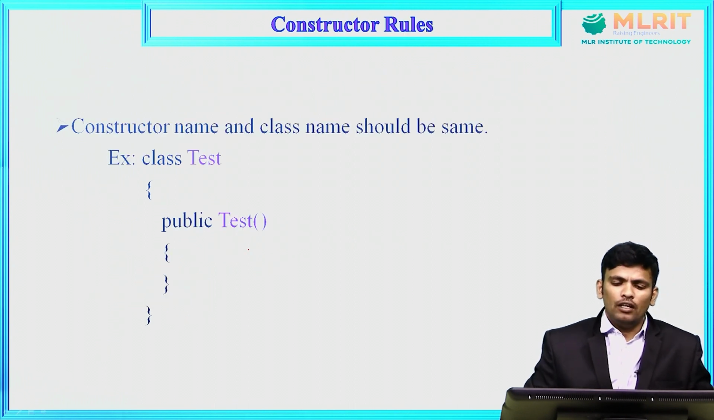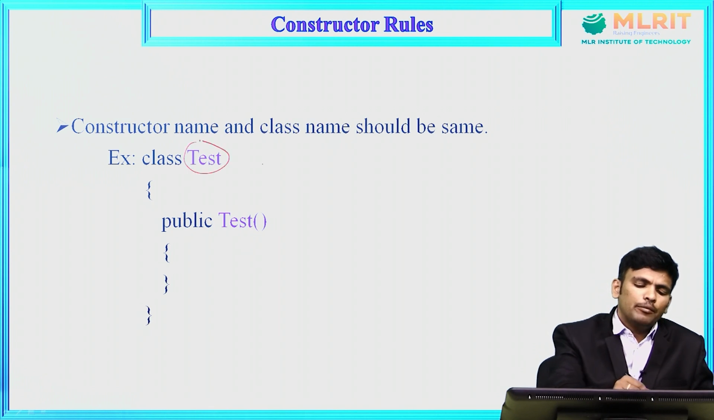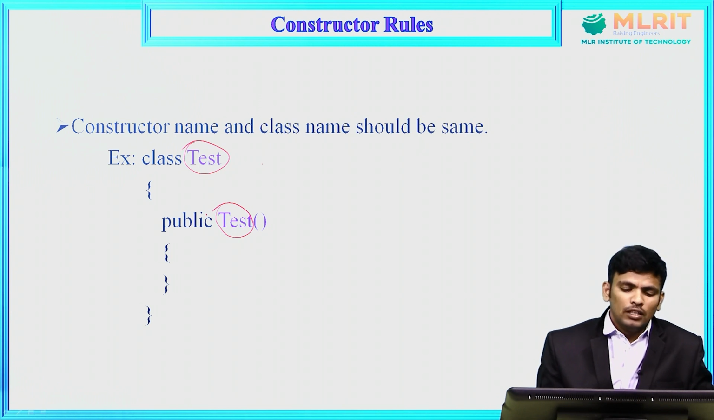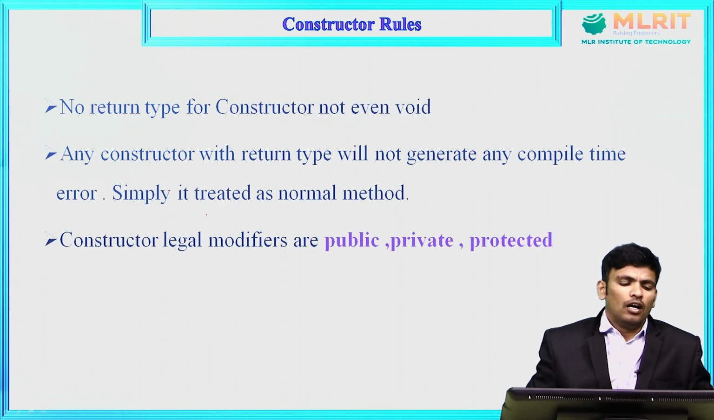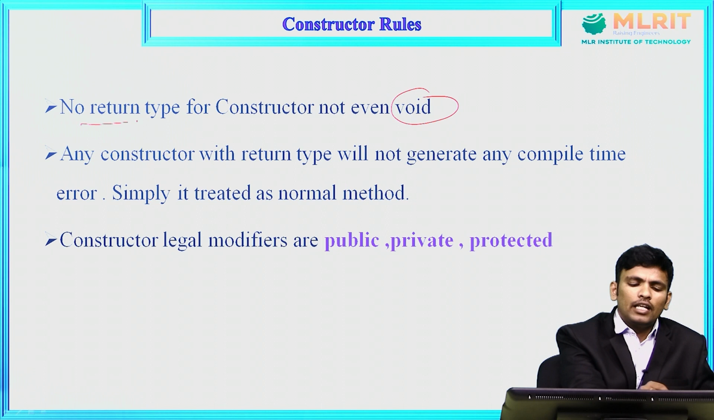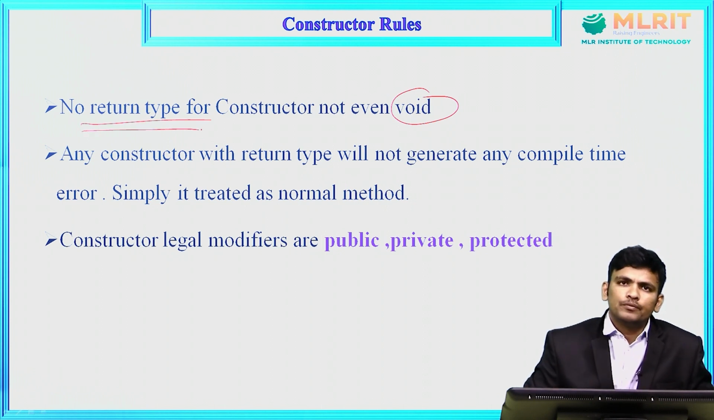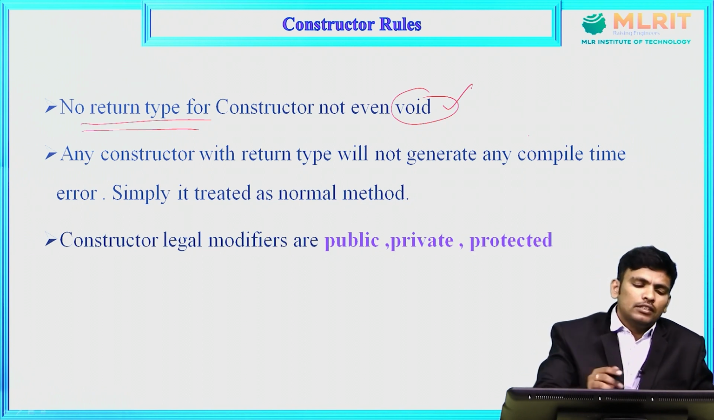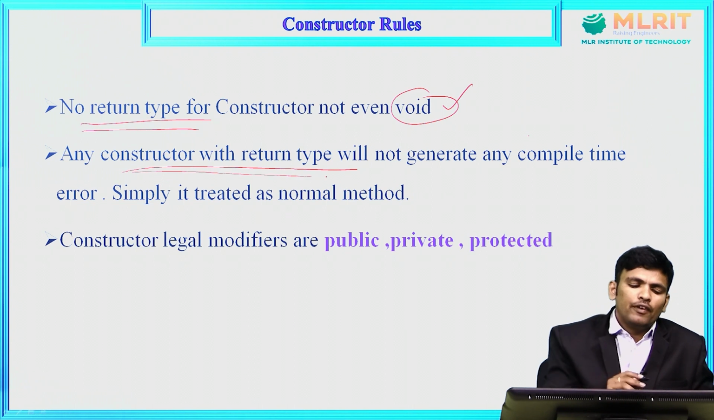Constructor rules. While defining the constructor, we need to follow some rules. As I mentioned, the constructor is a special method, so whatever class name you are taking, the same class name we need to take here. That is the first rule of the constructor. It is a method, but it does not have any return type, so the return type concept is not applicable for the constructor. Even if you write void, it is not a constructor. Next point, if any constructor has a return type, even if it is void, it will not be treated as a constructor, and it will be called just like a normal method call.